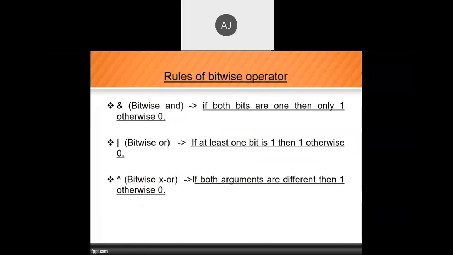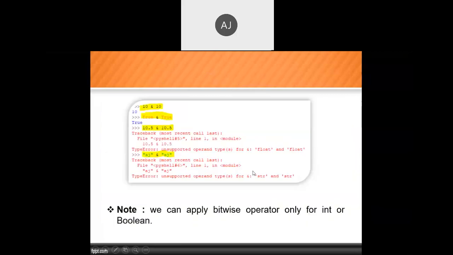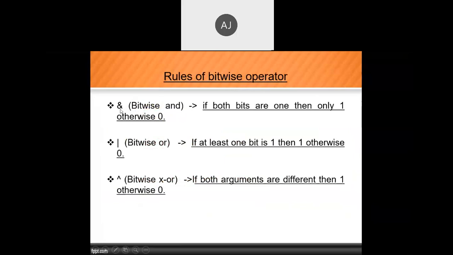Let's discuss the bitwise rules. In that section, we will have a rule for AND, OR, and XOR. We don't have any rule for left shift and right shift, because we perform the operation on a single operand, and that's why we do not have any rule. So let's discuss the rules. This one is bitwise and, bitwise or, bitwise.